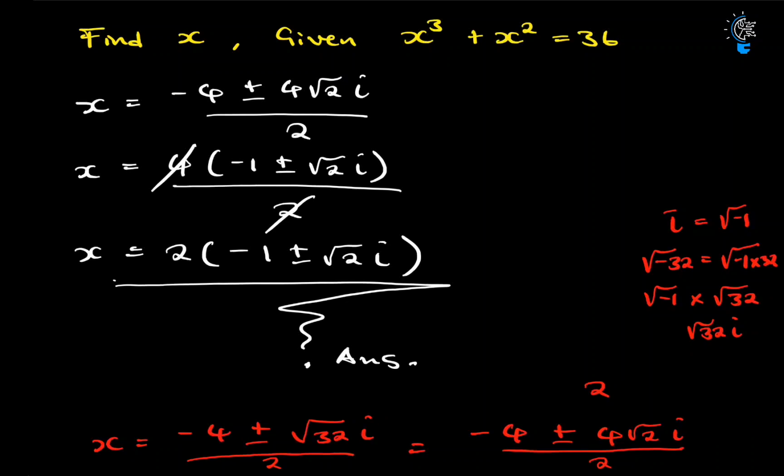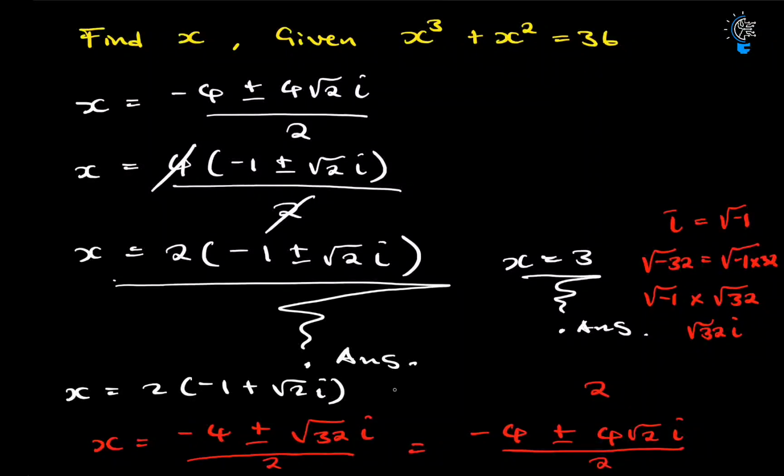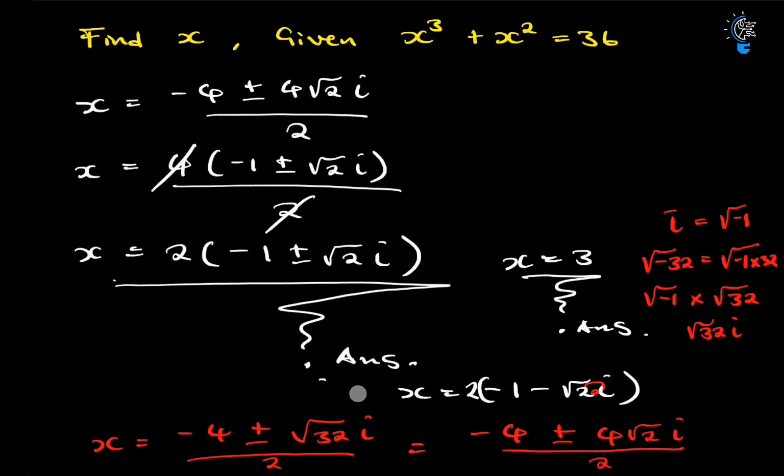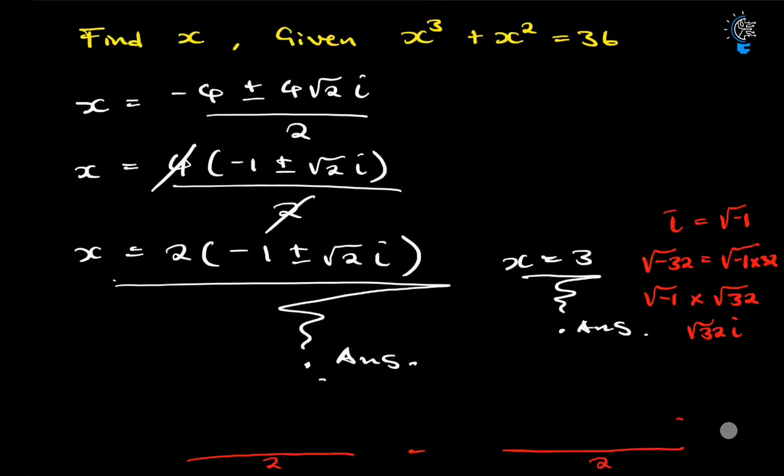Don't forget our other solution was x is equals to 3. So you will end up with 3 solutions. In this one, we have 2 solutions. One is x is equals to 2 open negative 1 plus the root of 2i. The other one is x is equals to 2 open negative 1 minus the root of 2i. By the way, here it must be negative. So in this one, we have 2 solutions. Or you can just write them as this.